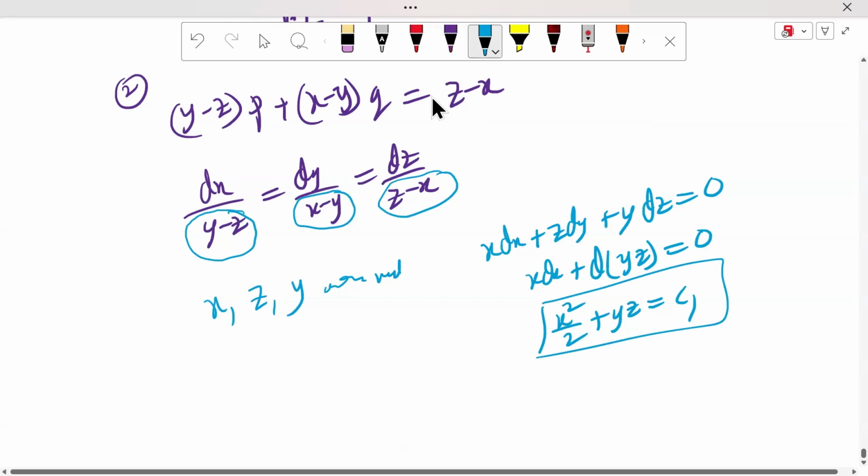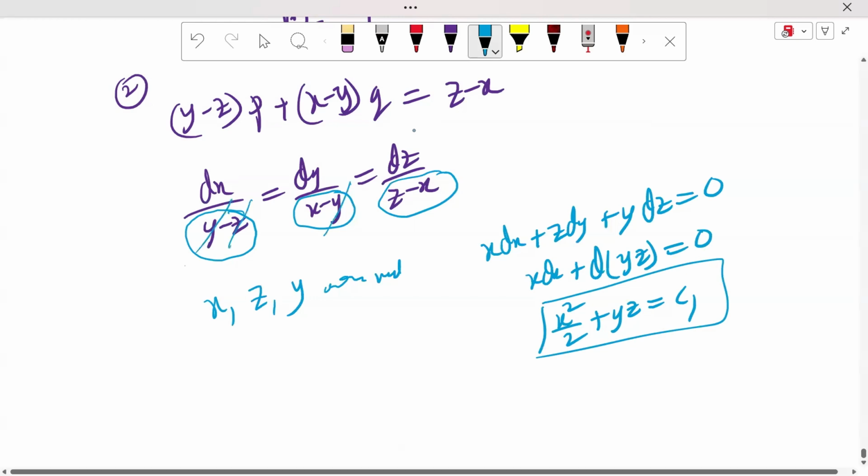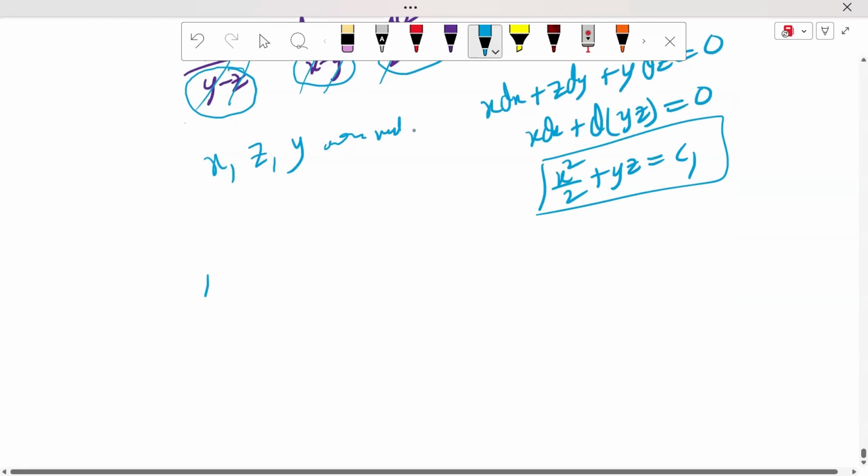Sir, we can observe another one. It is y minus z plus y minus y. Observe the denominator: plus y cancels, minus y cancels; plus z cancels, minus z cancels; plus x cancels, minus x cancels. So 1, 1, 1 are multipliers.